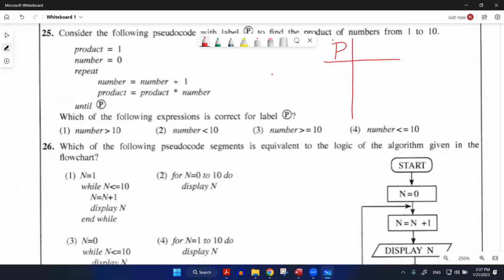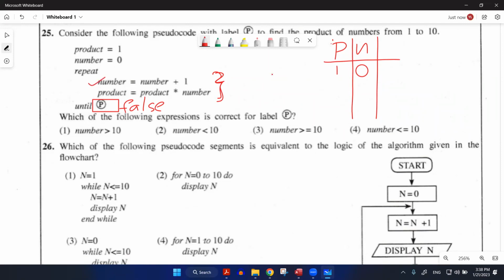Right, I take P as 1, product 1, and the number, N, as 0. So they said repeat until structure that they are using. In a repeat until structure, what we have to remember is that when this particular condition is false, then these two are going to repeat. So this should be false. Until it is producing the value false, this is going to repeat. All right.